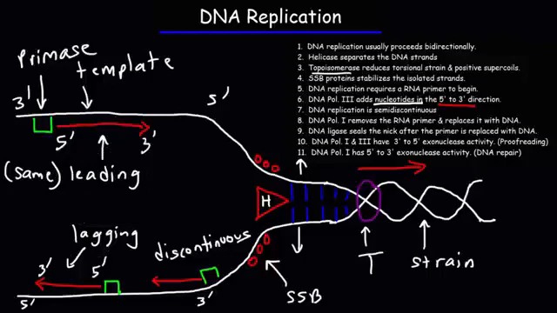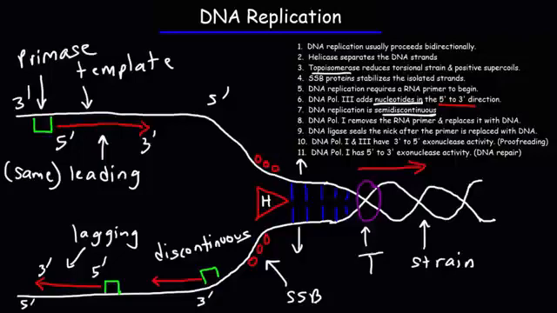The prefix semi means half. So it's half continuous, half discontinuous. So technically you could say semi-discontinuous or semi-continuous. Both words will accurately represent DNA replication. Now, DNA polymerase I removes the RNA primer and replaces it with DNA.